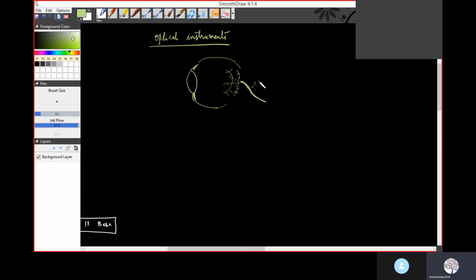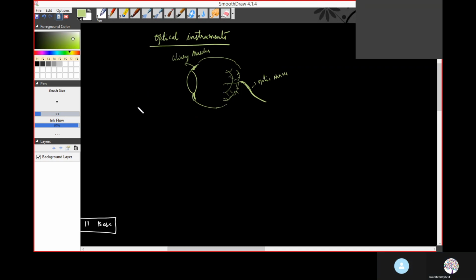So this is the optic nerve. This retina acts like a screen, and here are the ciliary muscles. The ciliary muscles change the focal length of the eye lens, because if the ciliary muscles get tightened, then the radius of curvature decreases. By changing the radius of curvature, it is changing the focal length of the lens.